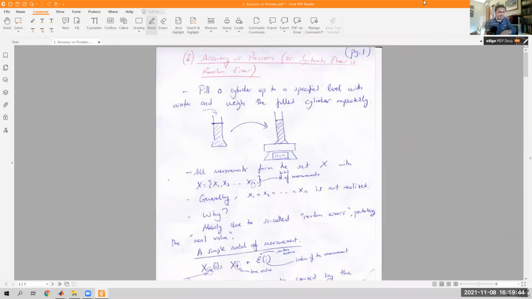Okay, so let's start. What is the difference between accuracy and precision, which I guess has been a topic in a couple of different laboratory courses? And you are going to see that accuracy and precision, the brothers and sisters of these concepts, are systematic error and also random error.